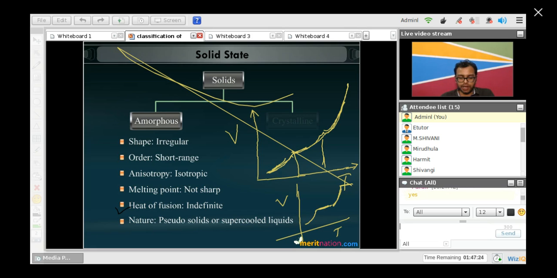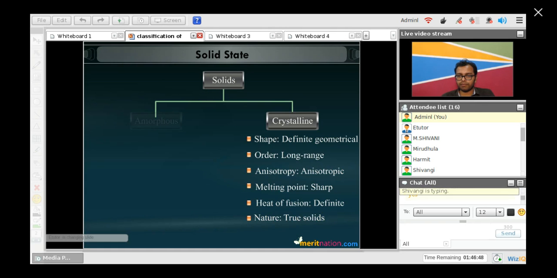Next point is the nature of amorphous solid: it is a pseudo solid or supercooled liquid. Usually amorphous solid is formed after supercooling the liquid state. The cooling of the liquid in this case should be sudden, right? If you are cooling a liquid suddenly, then it is called supercooled liquid, and the amorphous state is found in supercooled liquid. Is it clear? Right?